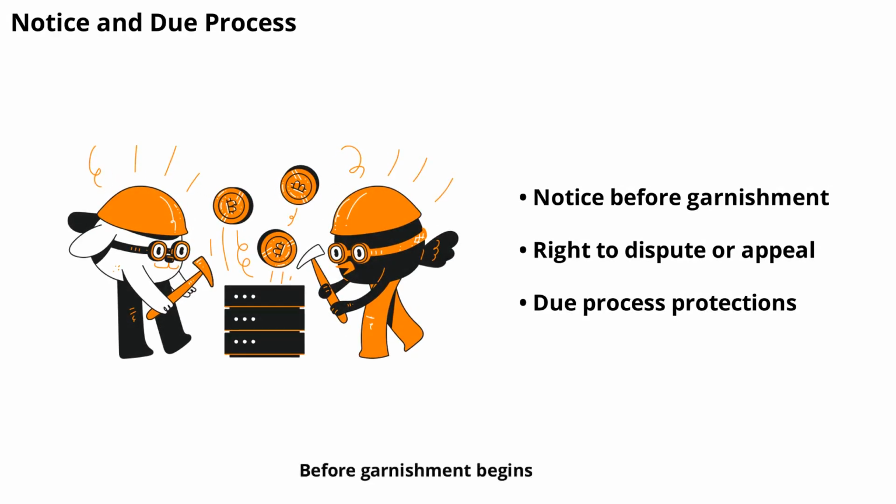Before garnishment begins, you are usually entitled to receive notice from the government agency. This notice will explain the debt, the amount owed, and your rights to dispute or appeal the garnishment. Due process is an important legal protection, ensuring you have a chance to respond before money is taken from your wages or bank account. If you believe the debt is incorrect or you have a valid defense, you can request a hearing or submit documentation to challenge the garnishment.